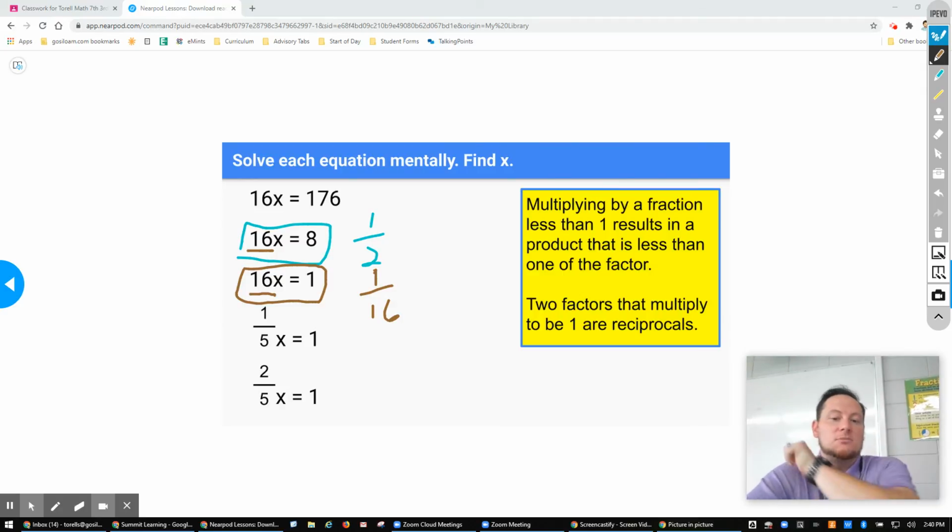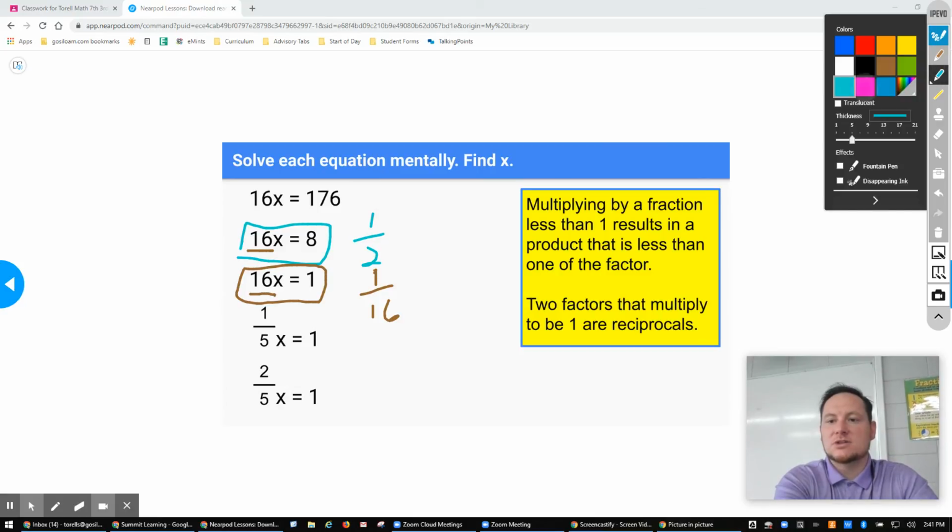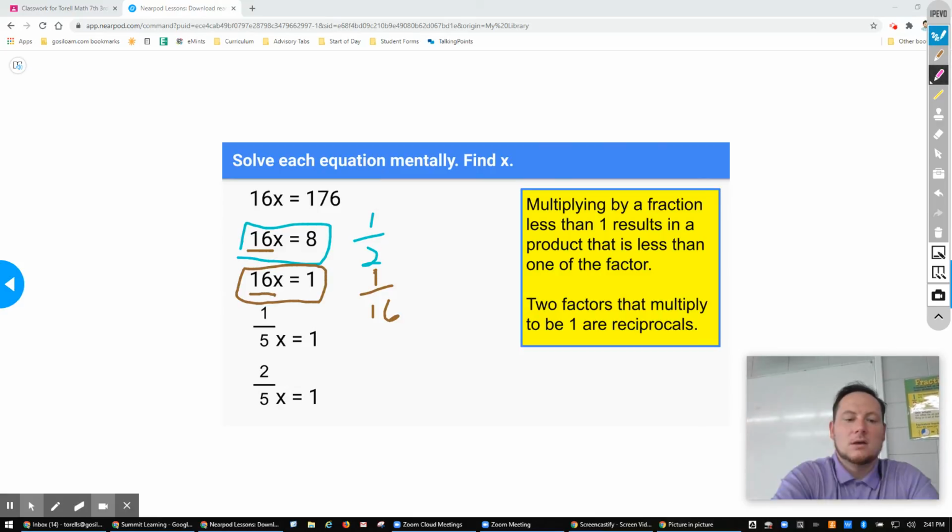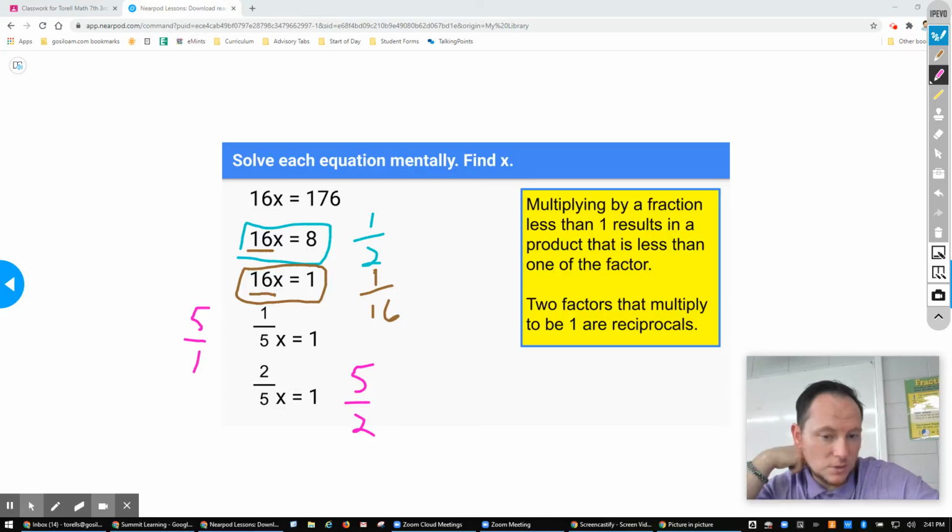So, two factors that multiply to be 1 are reciprocals. And that's more what it was talking about when you go down to those fractions that we were just dealing with, to where this one is 5/1, and if you multiply that out, it does equal 1. And that 1/5 and 5/1 are reciprocals of each other. And the next one is 2/5, the reciprocal being 5/2. So when you multiply reciprocals, your answer, that product, is going to be equal to 1.